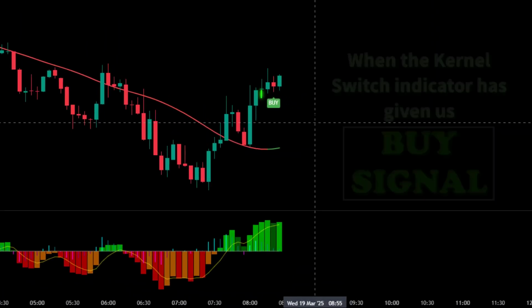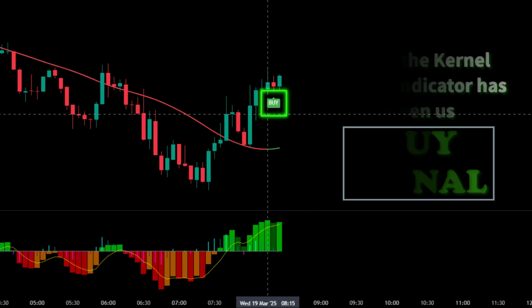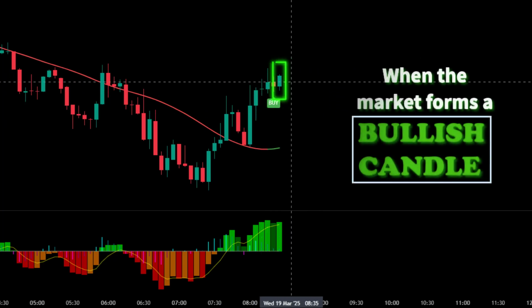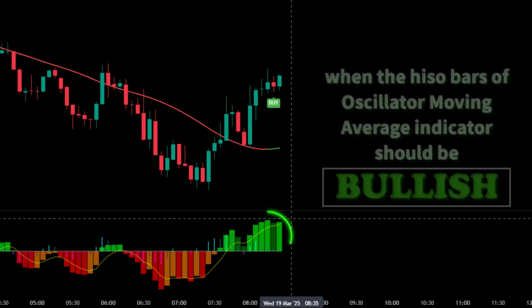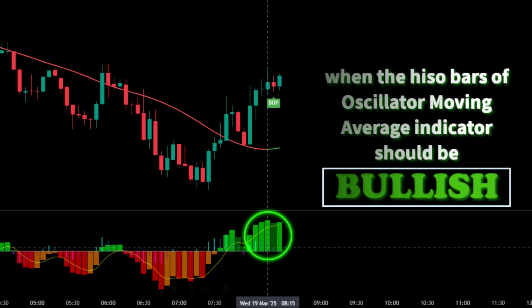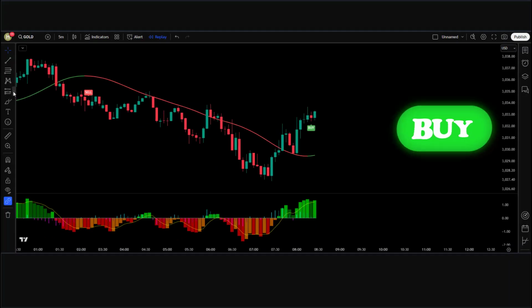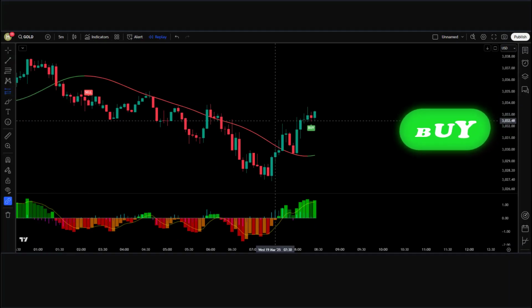Now, let's understand the concept where we will take buy and sell trades based on their conditions. When the Kernel Switch indicator has given us buy signals, when the market has formed a bullish candle, and when the ISO bars of the Oscillator Moving Average indicator are bullish, if these conditions are fulfilled, then we will place a buy order.